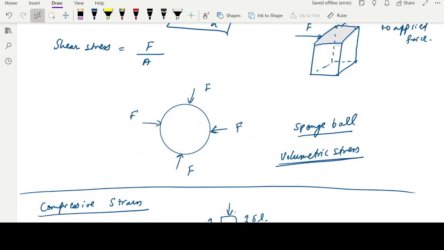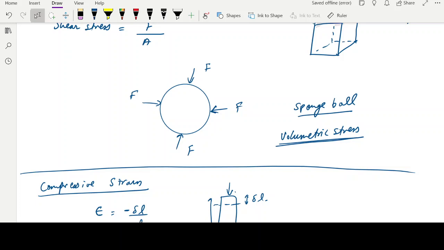So volumetric stress can be approximated as F by bulk modulus, which I think has not been taught yet. I'll explain this later. We'll see how to calculate volumetric stress when we look in detail at the elastic constants, the bulk modulus, etc.